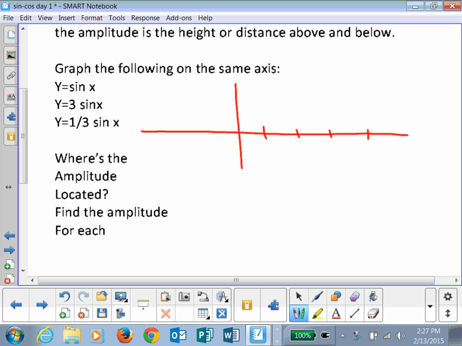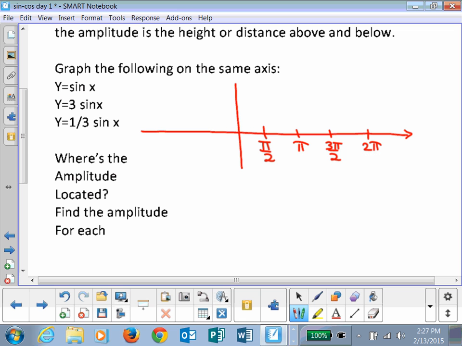So I want to know what happens at pi over 2, what happens at pi, what happens at 3 pi over 2, and what happens at 2 pi. And I'd like a positive rotation and a negative rotation. So this will be negative pi over 2, negative pi, negative 3 pi over 2, and negative 2 pi. So I'm going to do each of these differently.